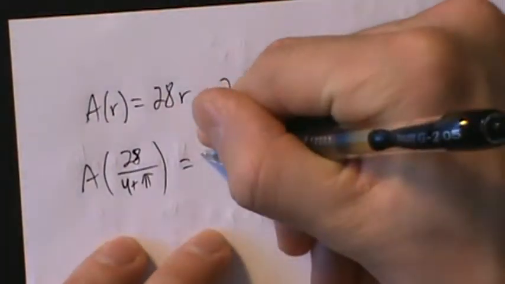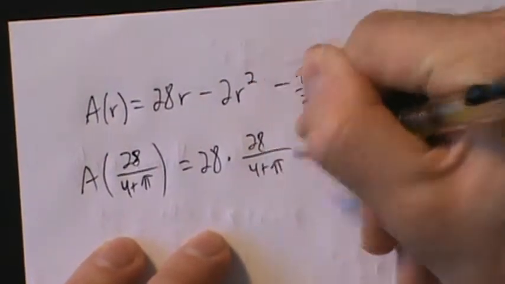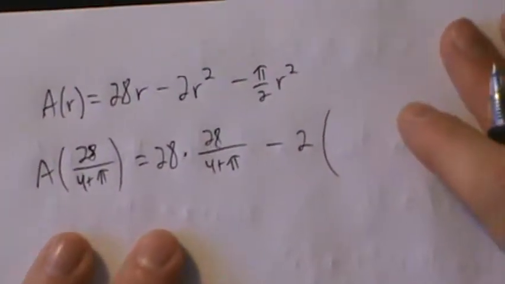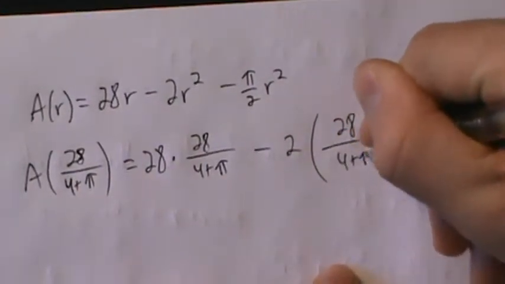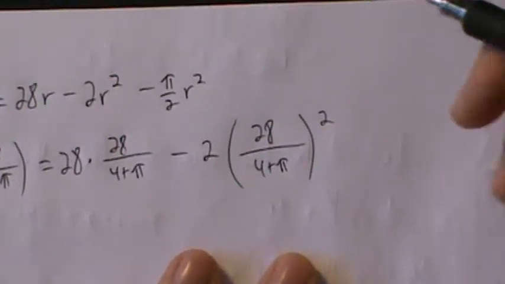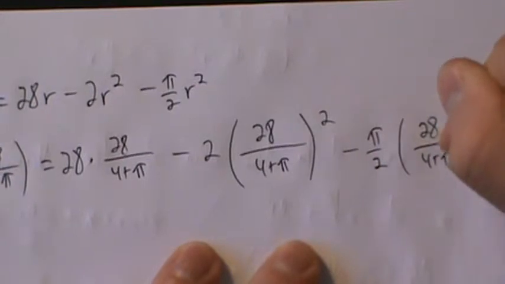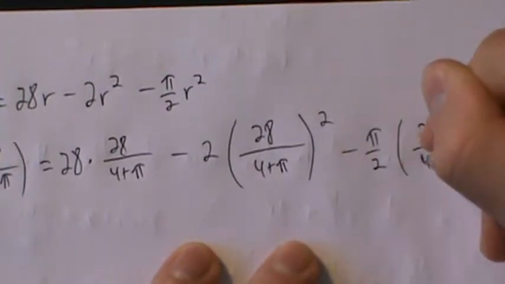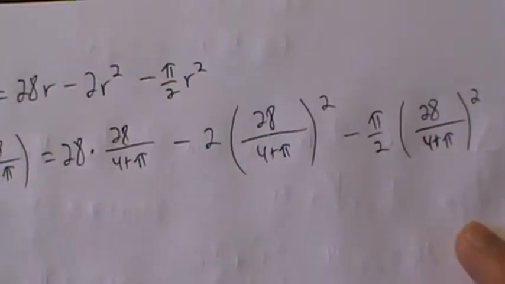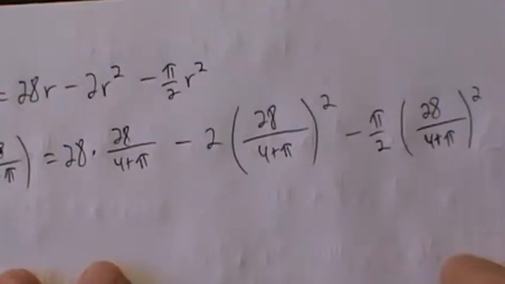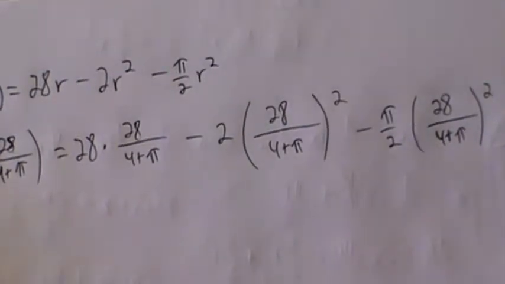Okay, so this is going to be 28 times 28 over 4 plus pi minus 2 times r squared, which is 28 over 4 plus pi squared, okay? And then minus pi over 2 times 28 over 4 plus pi squared. Okay? Now, some instructors don't require you to simplify anything, so if you don't have to simplify, this is really an okay answer. We can simplify a little more here, quite a bit more actually, but if you don't have to simplify, that's an okay answer.